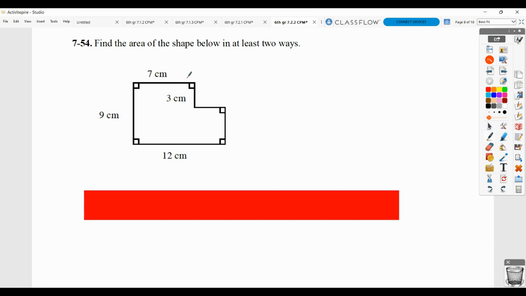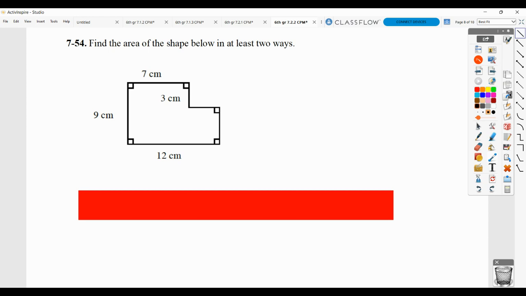Here you have to find the area of the shape below in at least 2 ways. So you could choose to divide up the shape into a rectangle here and here by dividing it up vertically. You could choose to divide it up horizontally. But either way, you're going to need to figure out what are your missing parts so that you can find the correct answer. And since they want you to do it at least 2 ways, it probably would be smart to do it vertically and horizontally, unless another way occurs to you.